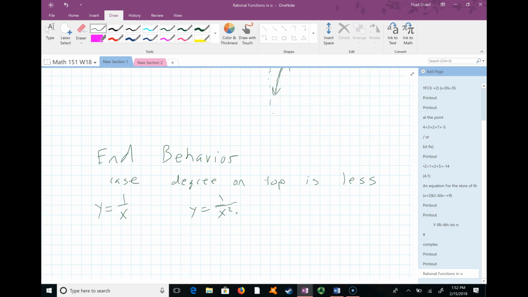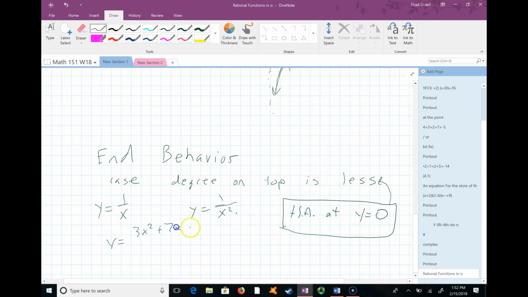What's the end behavior of both of these? The end behavior is a horizontal asymptote at y equals 0. And this is the end behavior of any rational function that has the degree on the top less. So for example, y equals (3x squared plus 7x minus 2) divided by (5x to the fourth plus 7). Notice the degree on top is 2, the degree on the bottom is 4. So this has a degree on the top less, which means end behavior-wise it's going to be headed towards 0, which means it has a horizontal asymptote of y equals 0.